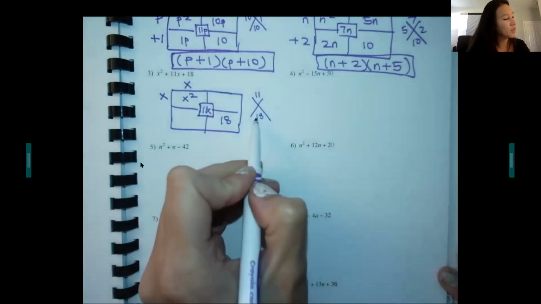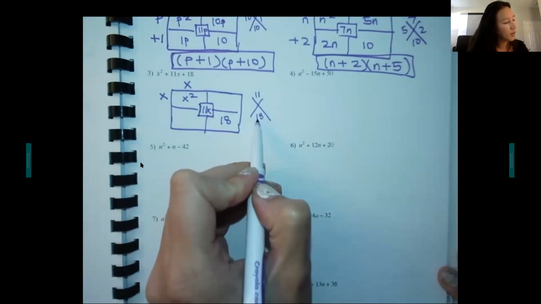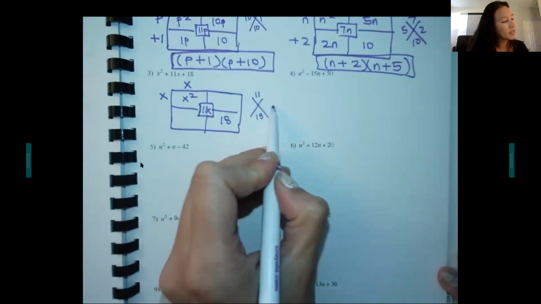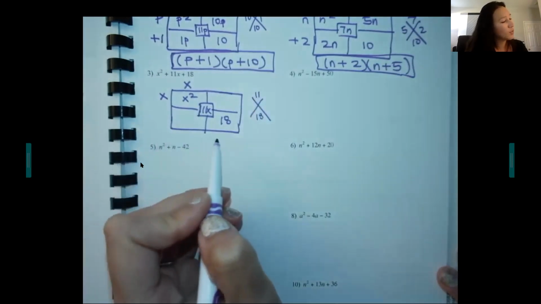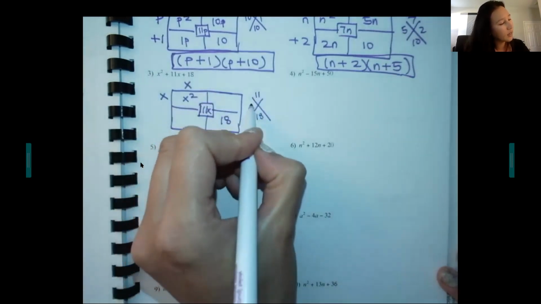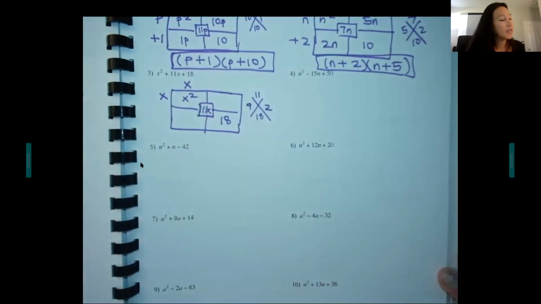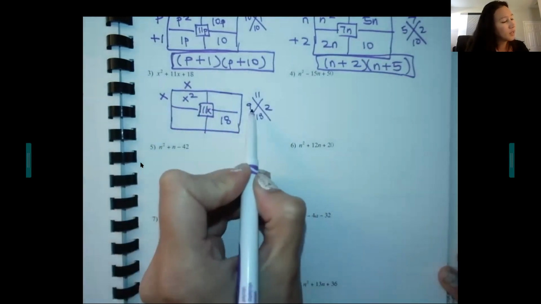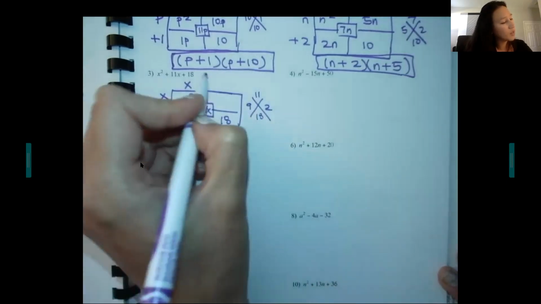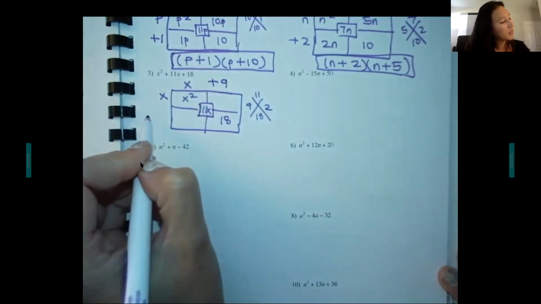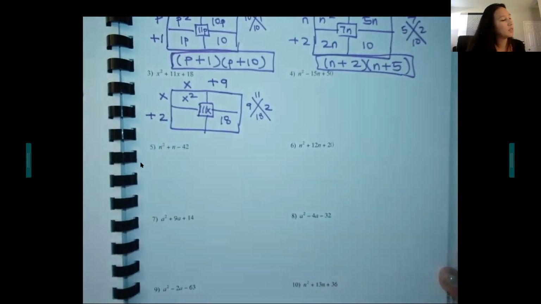So we could try 6 and 3. Most of us think 6 and 3 for 18, but if we add 6 and 3, that only gives us 9. So we know it's not going to be 6 and 3. What else multiplies to 18? 9 and 2. 9 times 2 is 18, and 9 plus 2 is 11. So those are the numbers we want. So we're going to write plus 9 and plus 2.